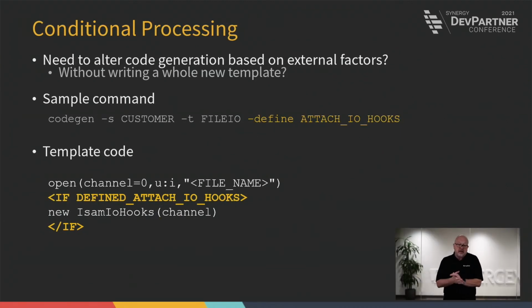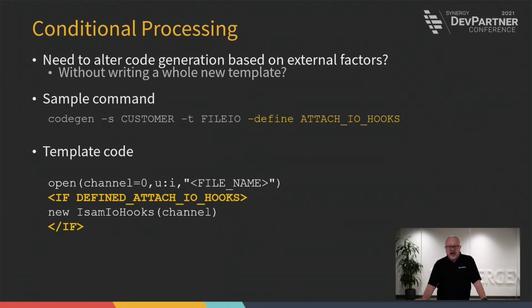Conditional processing is another thing you can do. This has been around quite a while now. The use case of this is to allow you to create templates that do different things based on runtime settable environment. So the example here is where we're defining a value called attach IO hooks.